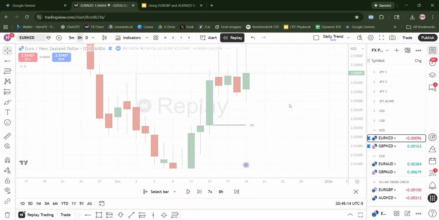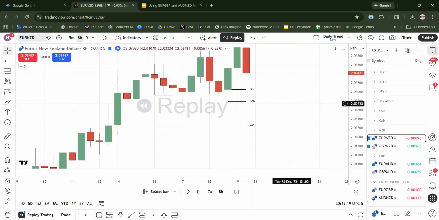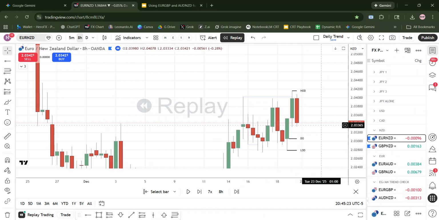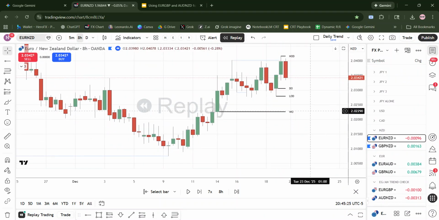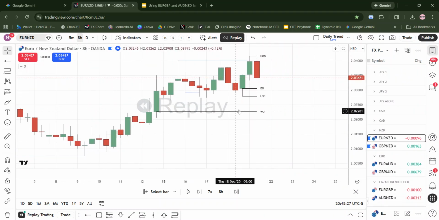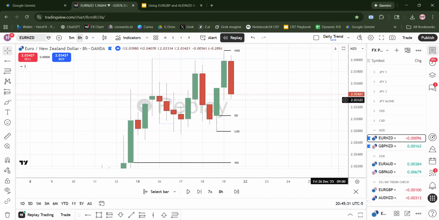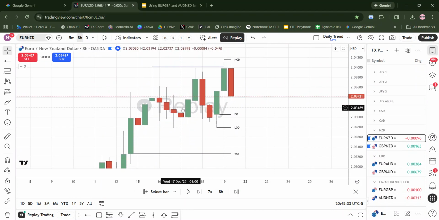Were there any 8 hour CRT patterns for this week based on our analysis from Euro Pound and Euro New Zealand? I think I see one. Yeah, I do see one. Let me see if this was the low of the day, though. Yeah, it was. Okay. So we did get one right here.